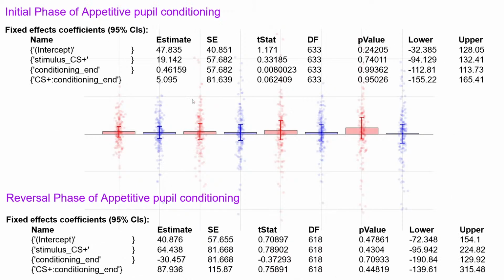When analyzed separately, in the initial phase and the reversal phase, there is nothing significant as well. Here we can see that the standard error and the median are probably higher for the CS plus, but still it's not significant.